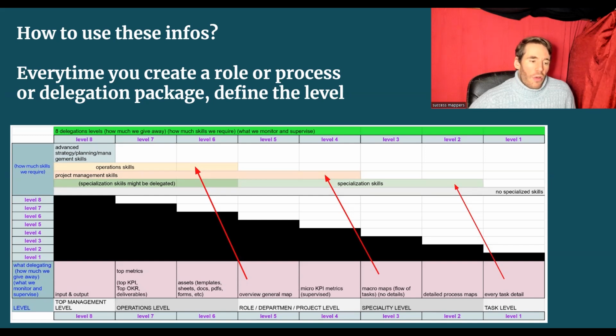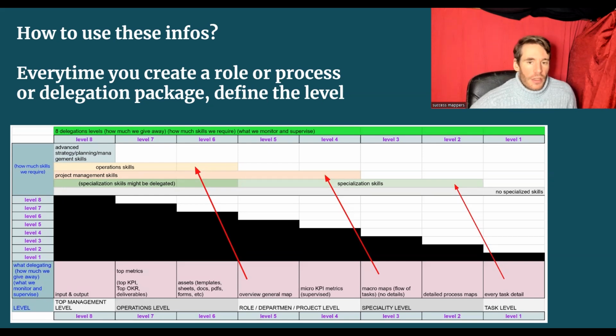And also the good thing about this map is that it shows you where you need to improve a person if you want to delegate more. I don't necessarily suggest training people, especially if you're a small company. But sometimes you can train people, you can pay for the training for them, and maybe teach them project management skills and operation skills so that you can delegate those parts.